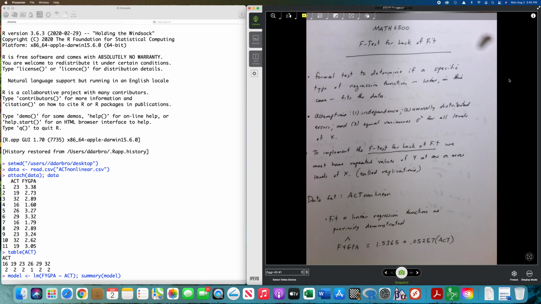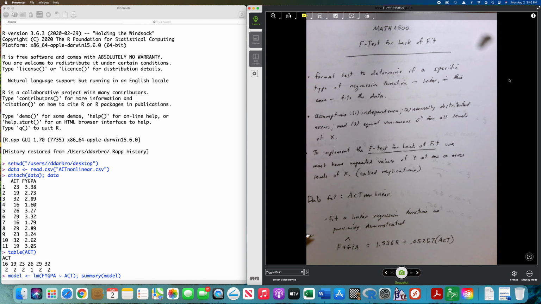The data set that I'm going to use in this demonstration is called ACT nonlinear. That might tell you right off the bat that we're dealing with a relationship that is nonlinear. I chose that purposely. I didn't want to demonstrate this in a case where a linear model was appropriate. I want to demonstrate the opposite of that. So we're working with a nonlinear model, but I want to show you how the process plays out, because oftentimes it's a difficult decision.